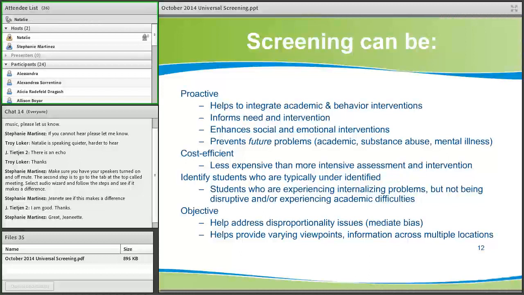Universal screeners can also help identify those students that are under-identified. And this is particularly relevant to students who are experiencing more internalizing types of problems. So these are things that are less observable. So a student who's really worried, experiencing some sort of anxiety or form of depression. And these students may not be particularly disruptive, and some of them are still doing quite well academically. So we know that generally educators tend to do a better job at noticing those students who are disruptive. So a universal screener can also help us identify these students early. And then finally, since these are standardized research-based instruments, they also can help mediate bias and help collect information from multiple informants across multiple locations, and thereby provide important data as we're making those decisions around our universal supports and who may need additional intervention.